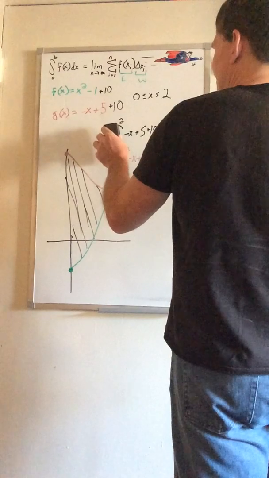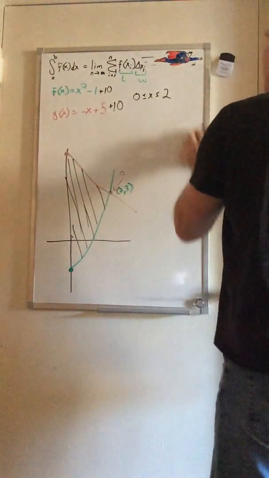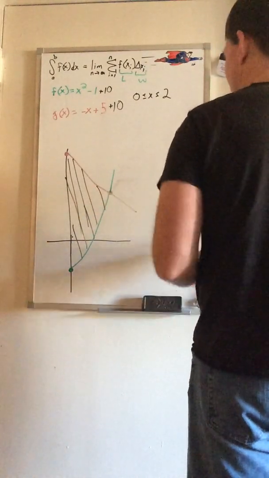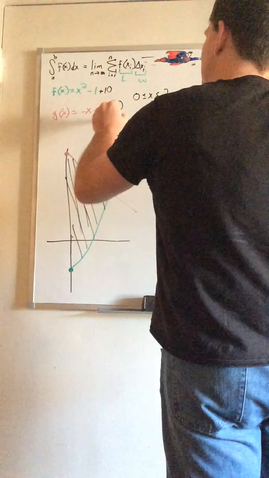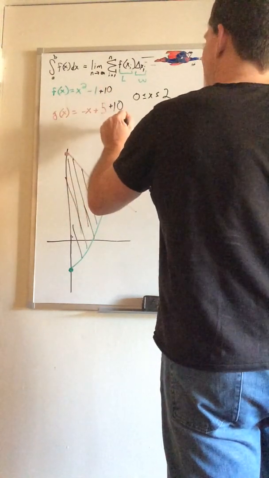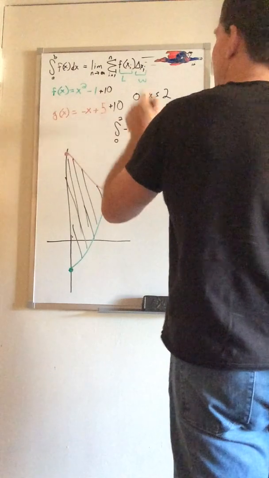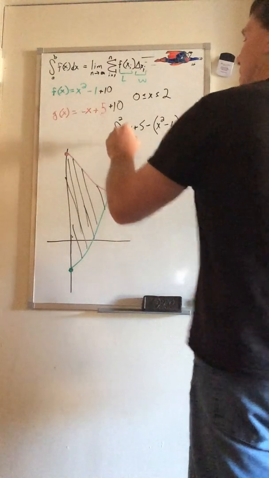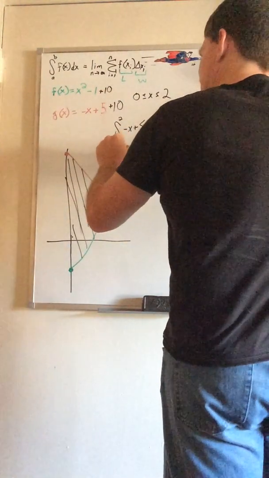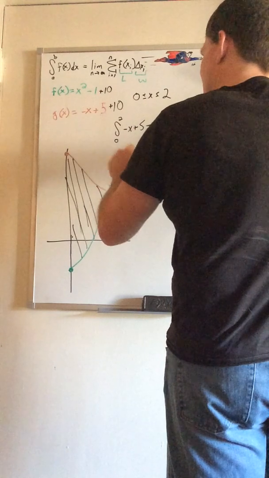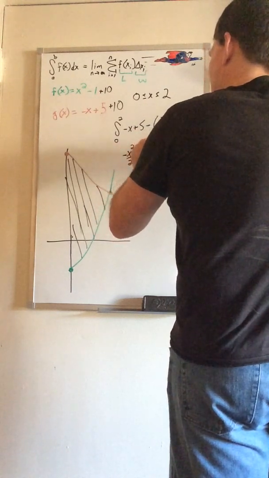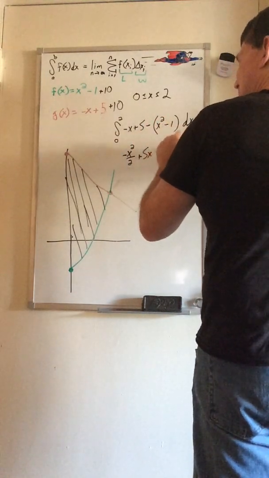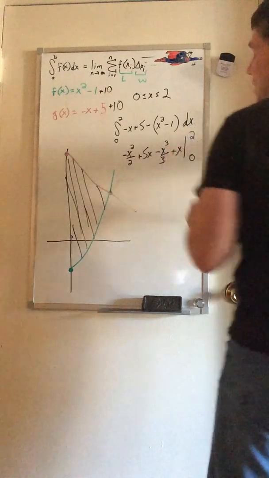But just to solve this one out, I'll shorten it and go without the 10s in there. I can erase this too so it's out of the way. We get the integral from 0 to 2 of the top function, which is the red one, negative x plus 5, minus the bottom function, which is x squared minus 1, dx. Which gives me, let's see, negative x squared over 2 plus 5x minus x cubed over 3 minus 1 is plus 1, which then becomes x, evaluated from 2 to 0.